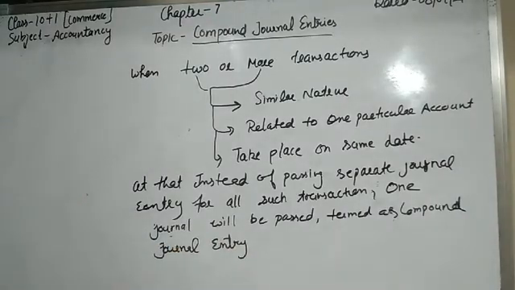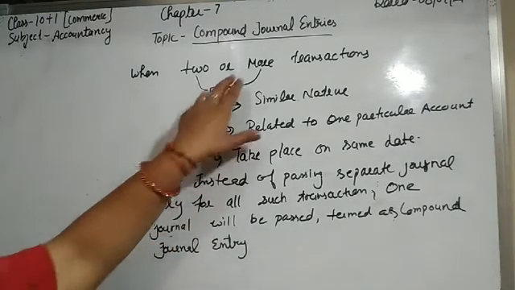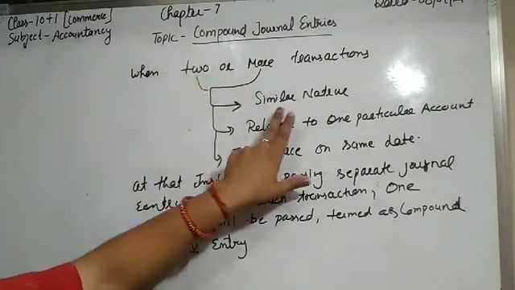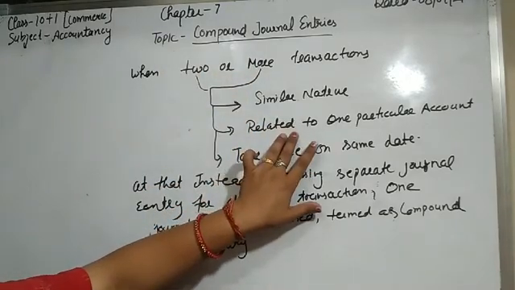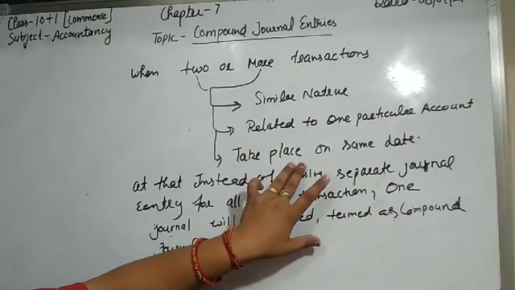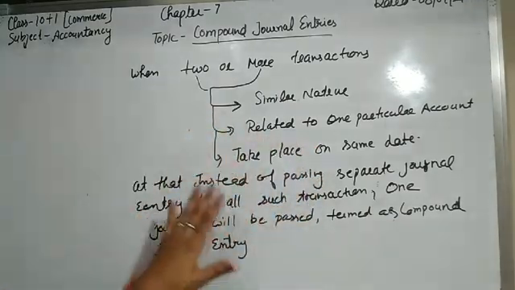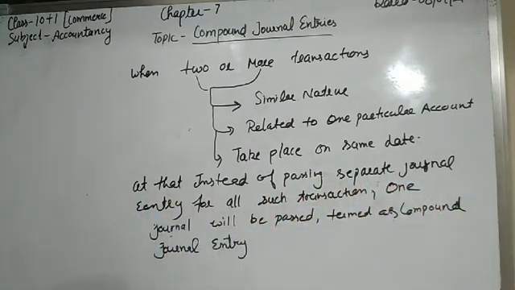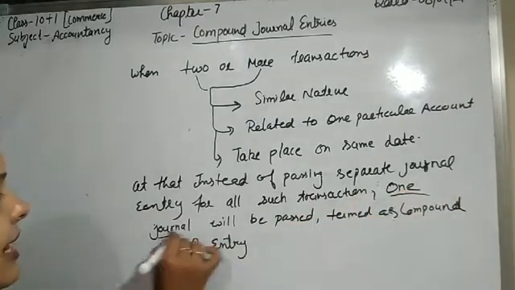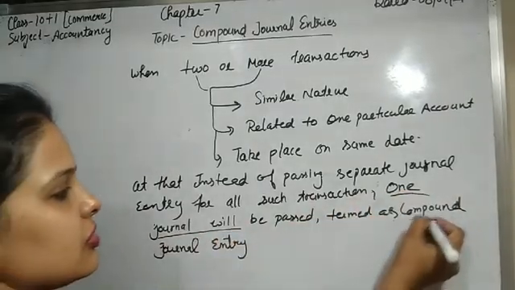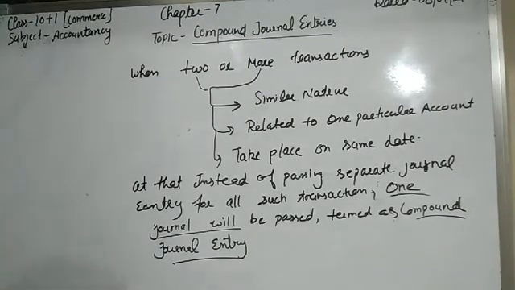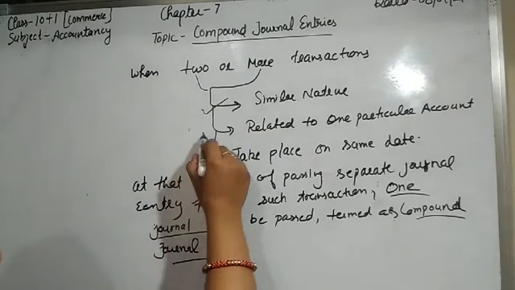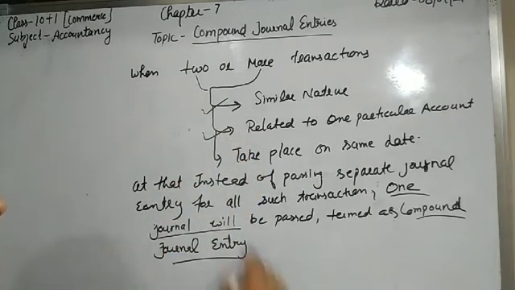Clear, students? The concept of compound journal entry: when two or more transactions are there, and these transactions are of similar nature, related to one particular account, and take place on the same date, then instead of passing separate entries, one journal entry will be passed, which is termed as a compound journal entry. So three things must be there: similar nature, related to one particular account, and take place on the same date.